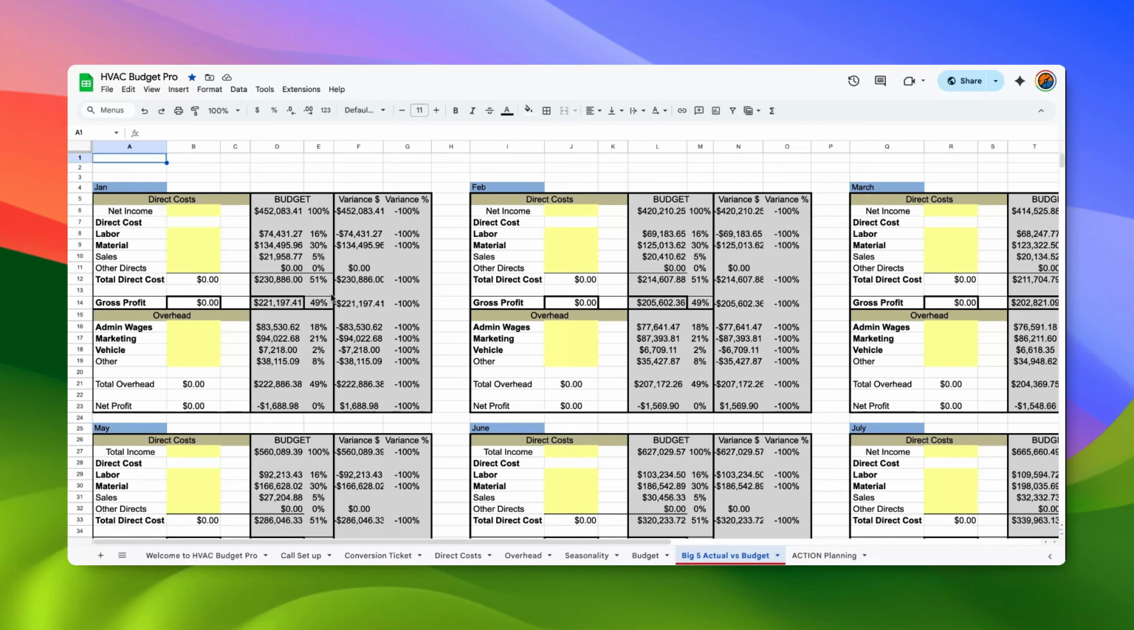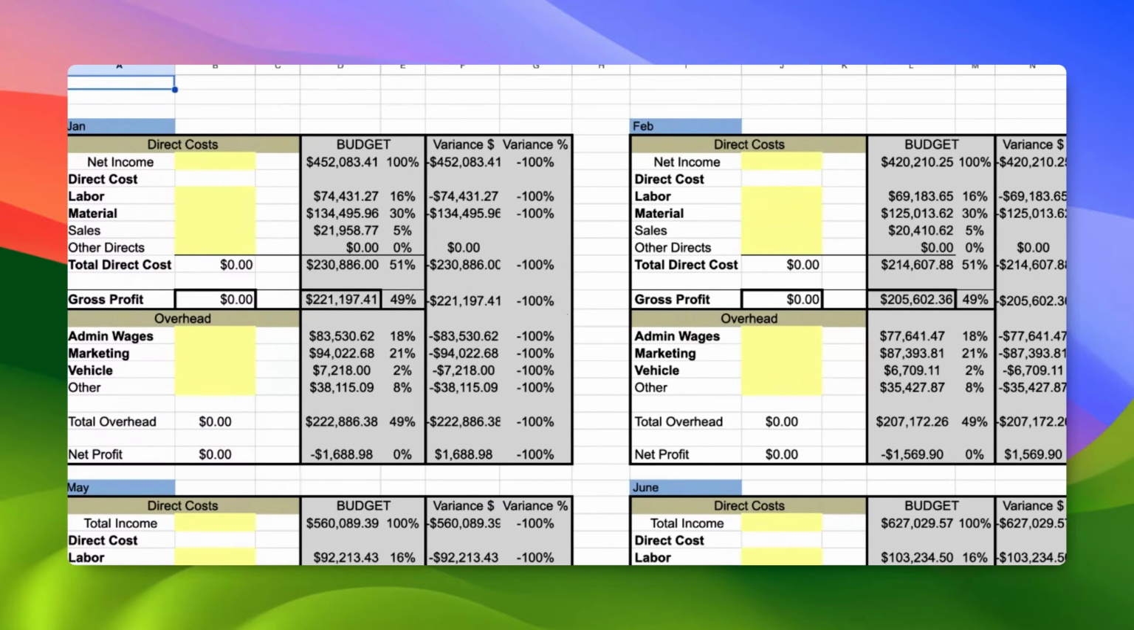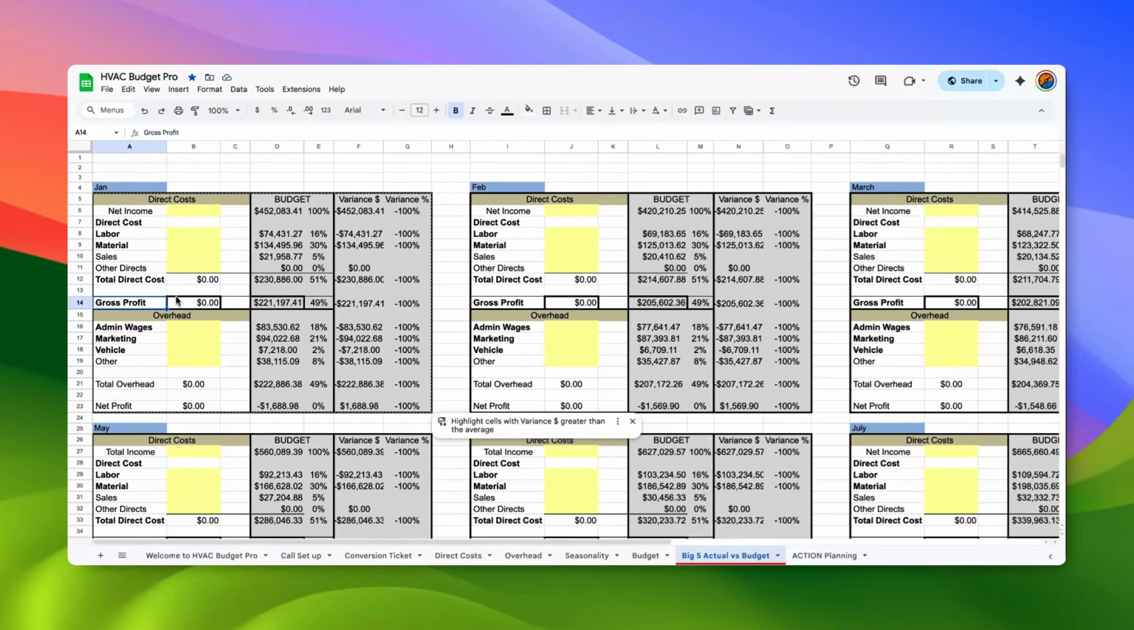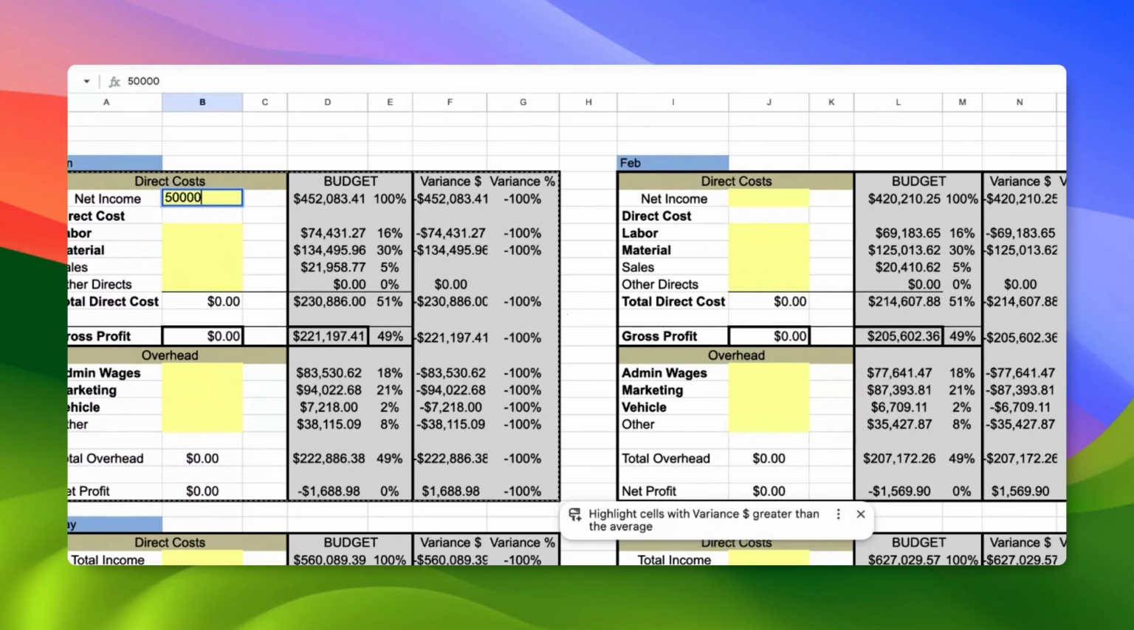This sheet is designed for retrospective analysis. We set our budgets and then execute for a month. Imagine it's January. We will fill in the actual figures of what we accomplished to measure against our set budget. We'll input our net income first. Let's say we achieved $500,000.